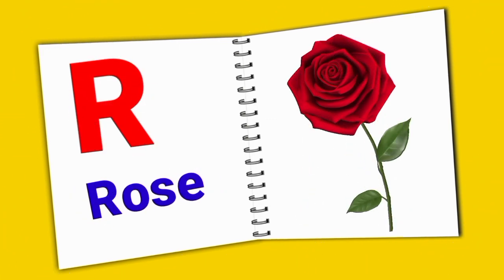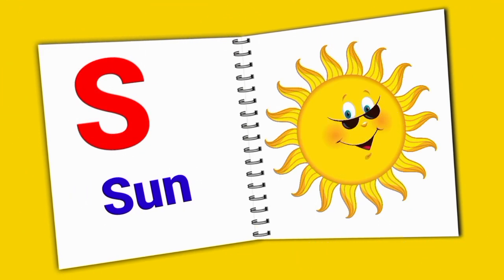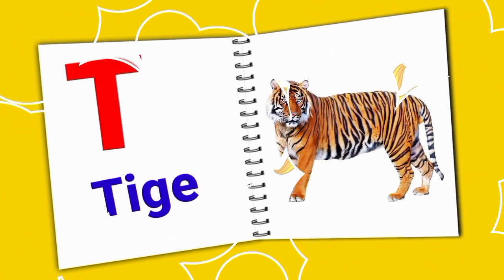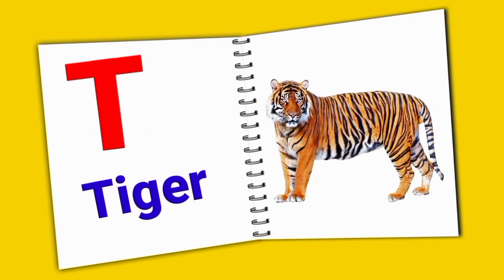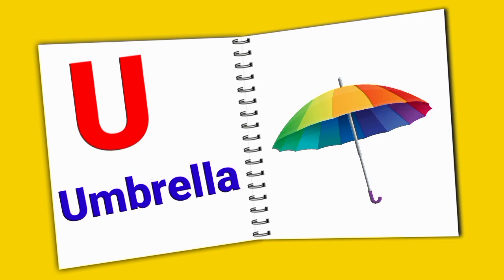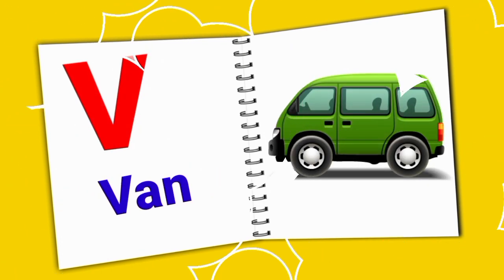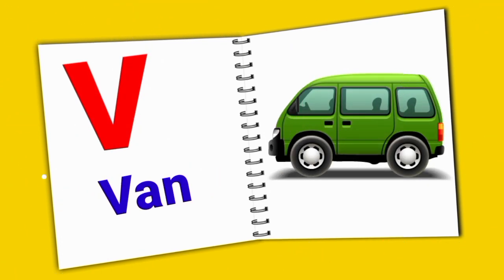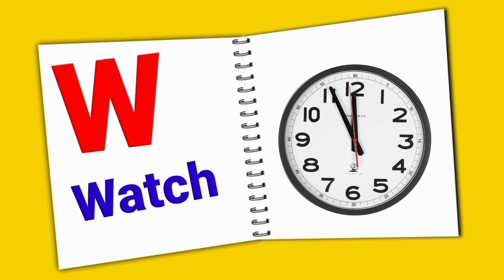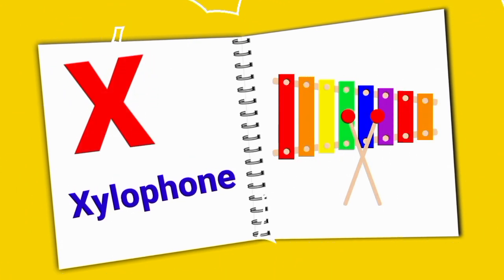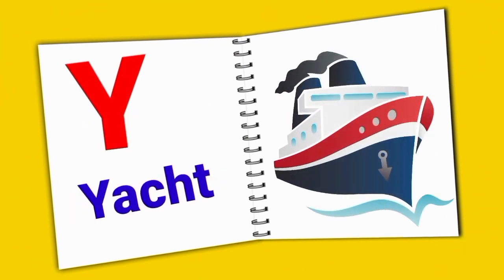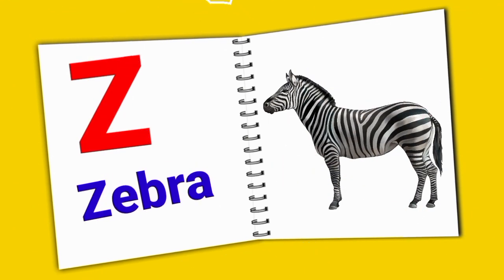R for rose. S for sun. T for tiger. U for umbrella. V for van. W for watch. X for xylophone. Y for yacht. Z for zebra.